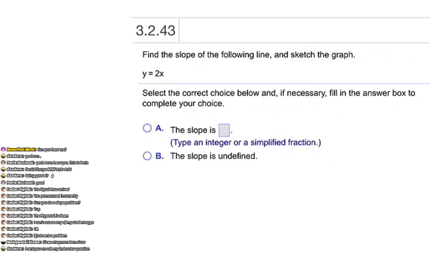So this one is like the third or fourth question from the Basic Math. It comes from section 3.2, question 43 on the study guide. It says find the slope of the line and sketch the graph. Okay. So now if you look, this is given in the form y equals mx plus b.